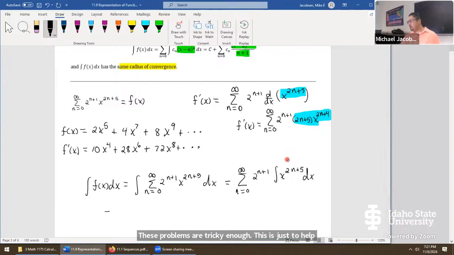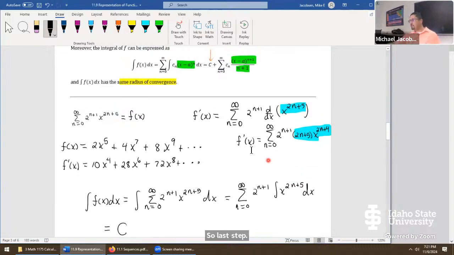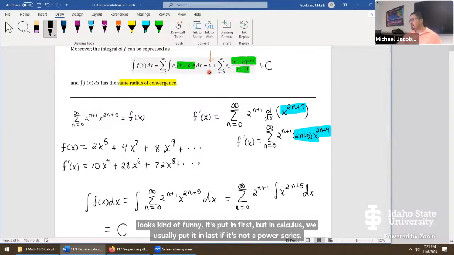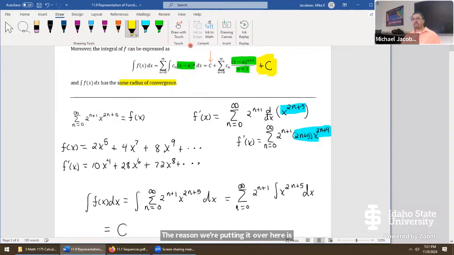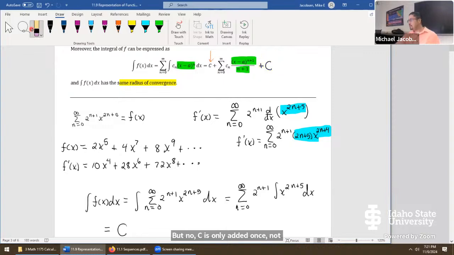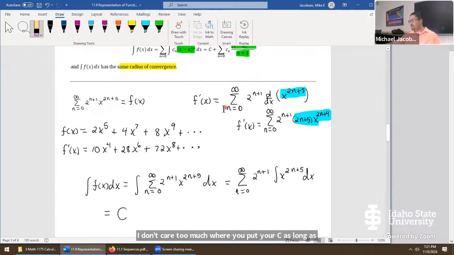So last step, we have to add a constant of integration c. It looks kind of funny. It's put in first, but in calculus, we usually put it in last if it's not a power series. The reason we're putting it over here is if we put it over here like that, it's easy to misconstrue that the summation also involves c here. But no, c is only added once, not infinitely many times. I don't care too much where you put your c as long as it's clear that it's not part of this sum. You're just fine.